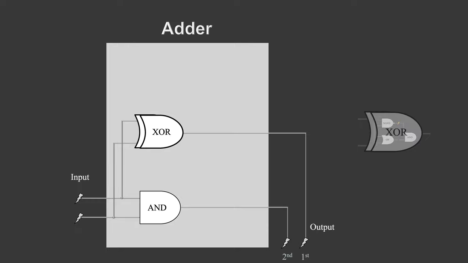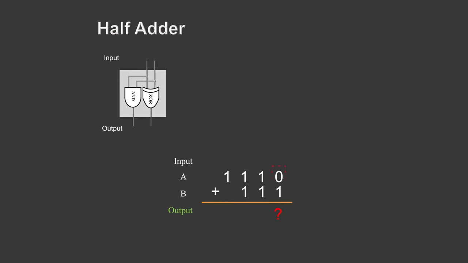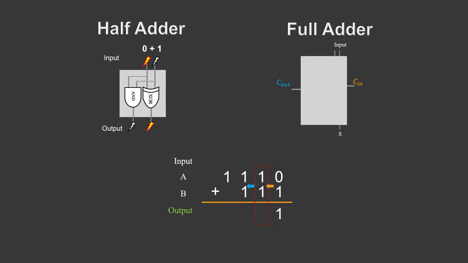You can think of the AND gate here as responsible for 1 plus 1, and the XOR gate for 1 plus 0. It's called a half adder. It can be used to add the first two bits of a multi-bit addition. To add the middle bits, we need a full adder, taking also the carry in besides the two inputs.